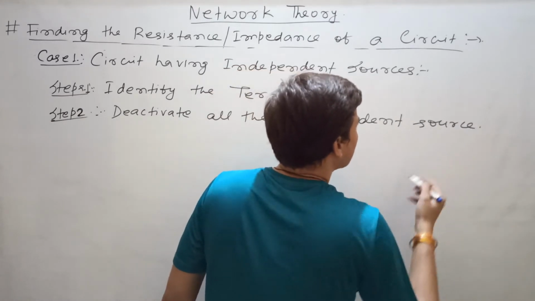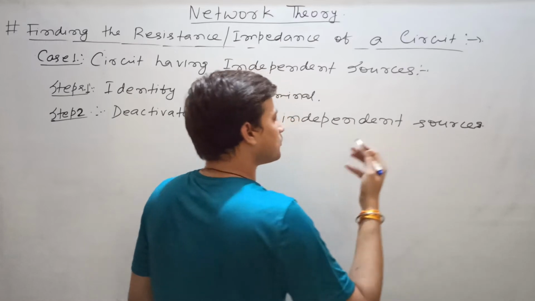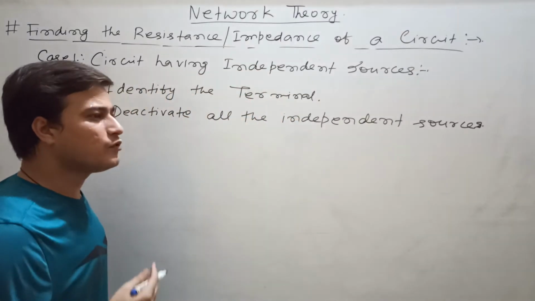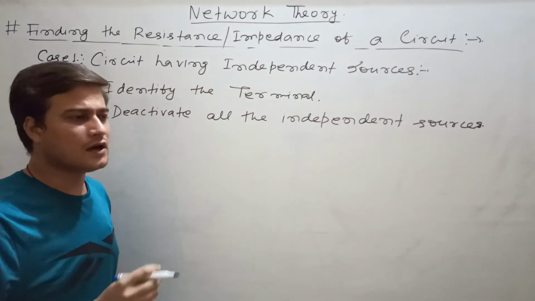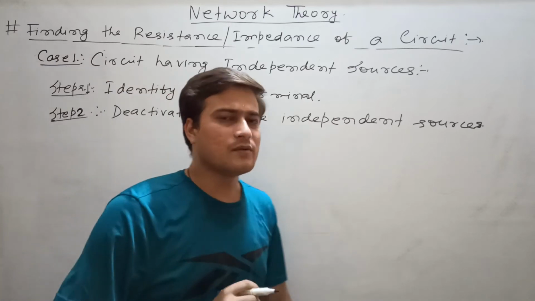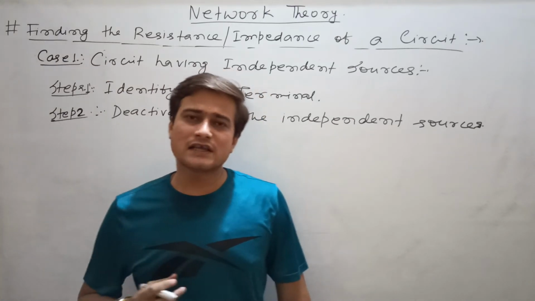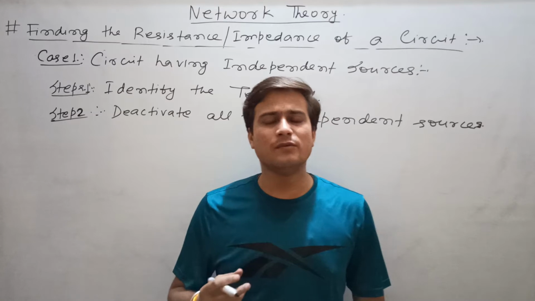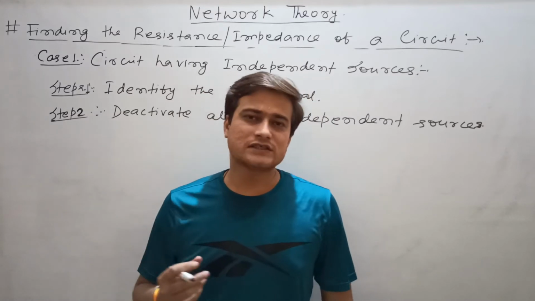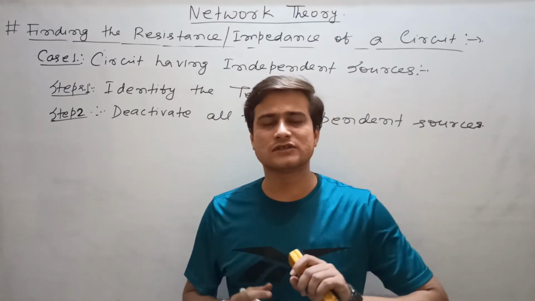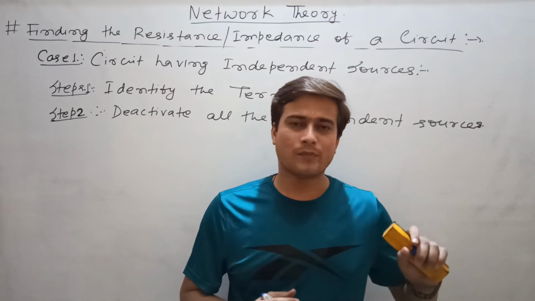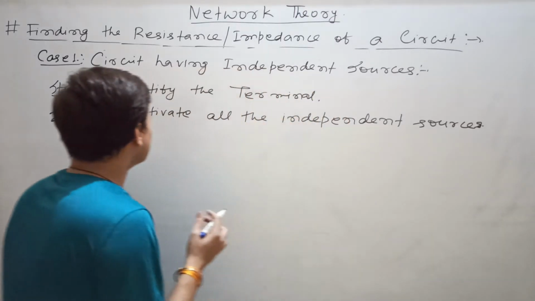That means if you are having 2 independent sources, suppose current and voltage, then we will have to deactivate both the independent sources. Deactivating means if you are having voltage source, then ideal voltage source will be replaced by short circuit, and if you are having current source, then this will be replaced by open circuit. Clear?